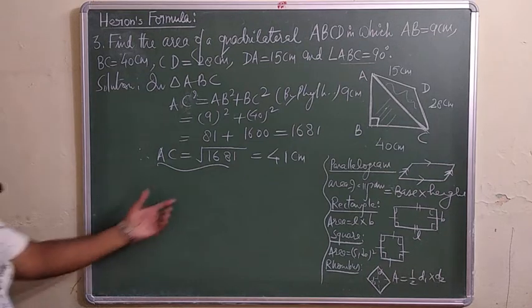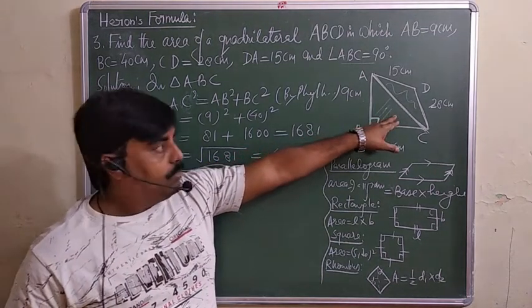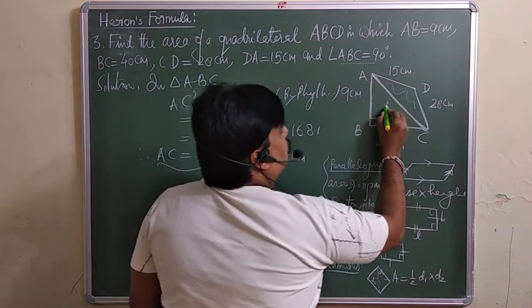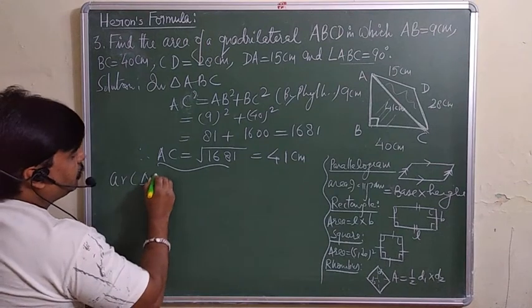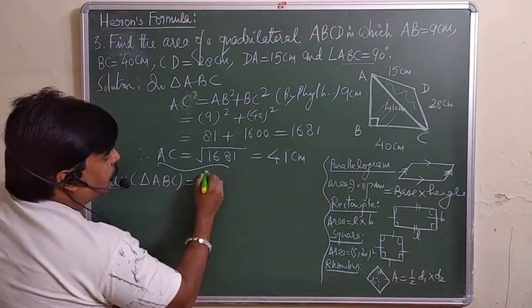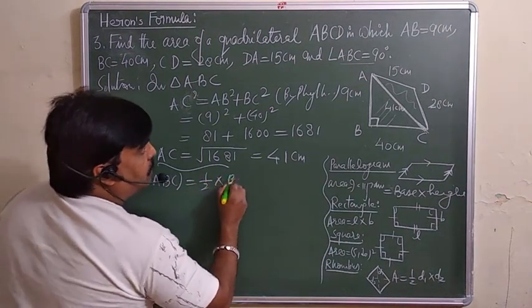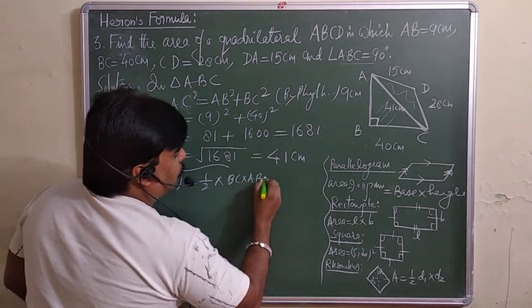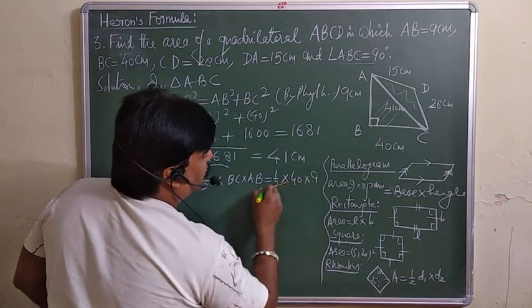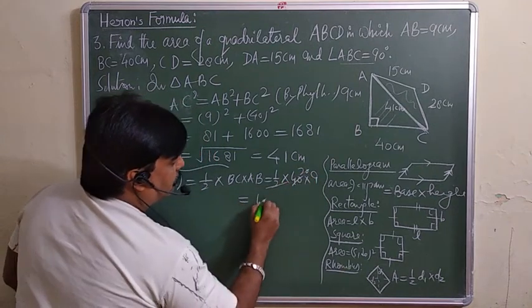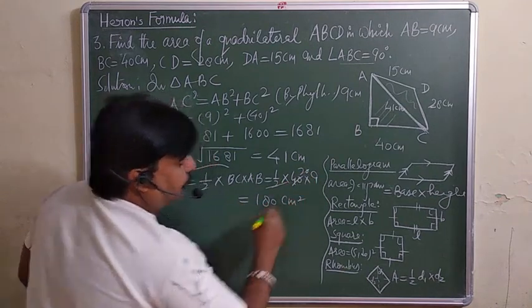So now we know this AC. Now you can find out the area of this triangle and this one separately. This is your 41 centimeter. So now you can calculate the area of triangle ABC here. Right angle triangle property directly: 1/2 base BC into AB. So this is 1/2 into base BC is 40 into 9, 20. So that is 180 centimeter square.